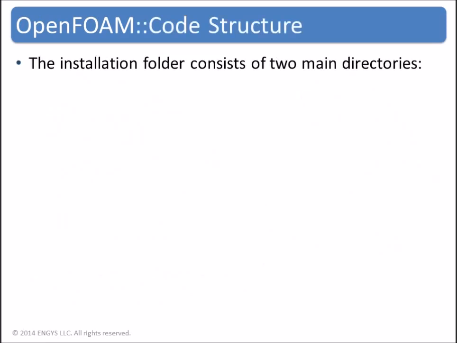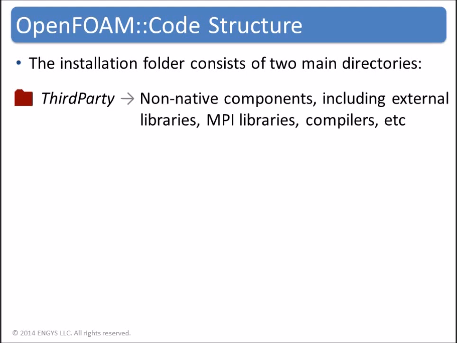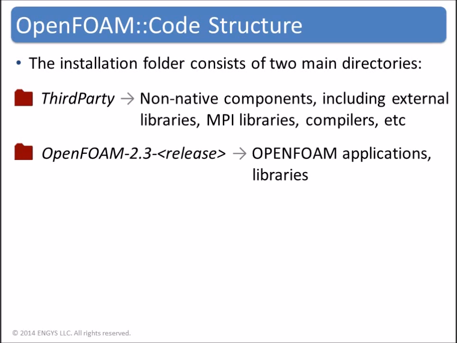So the code structure of OpenFOAM. The installation folder consists of 2 main directories. The first one is third party, so these are non-native components. There's external libraries, MPI, compilers, ParaView, anything that you would need that's not necessarily within a Linux distribution or Windows distribution that you would need to compile or run OpenFOAM. The next one is the OpenFOAM applications and libraries.